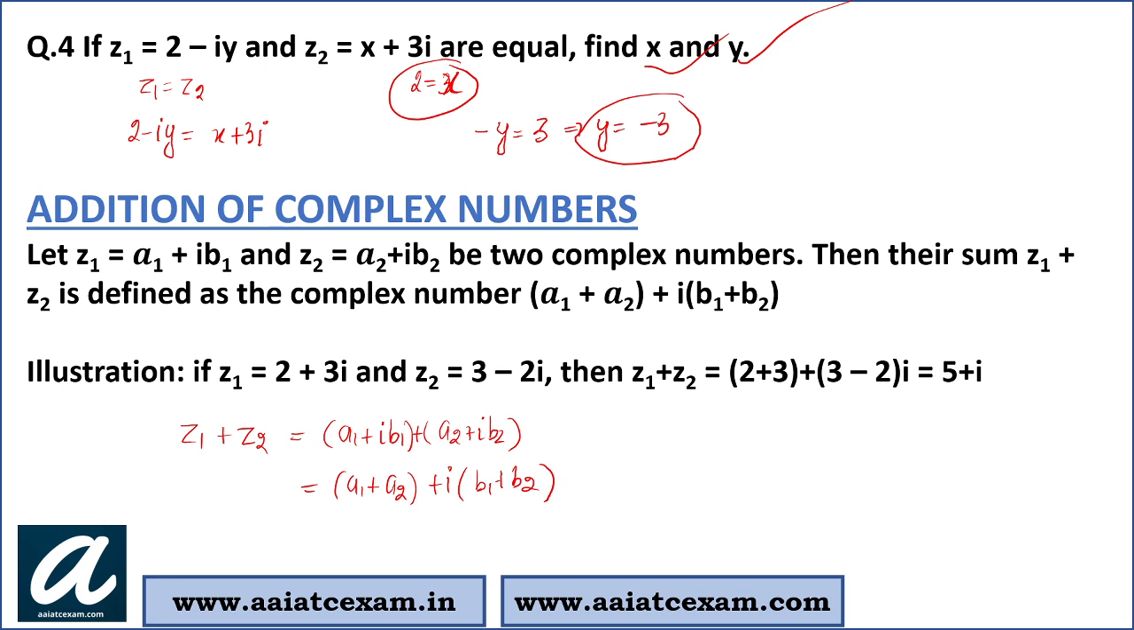Students, consider in place of this z1 I'm writing 2 plus 3 iota and the second number is 3 minus 2 iota. So just add real part with real part, that is 2 plus 3, and then add imaginary part with imaginary part. So you'll get 5 plus iota. So that's your answer. After adding two complex numbers, you're also getting a complex number. I hope you got the idea how to add two complex numbers.